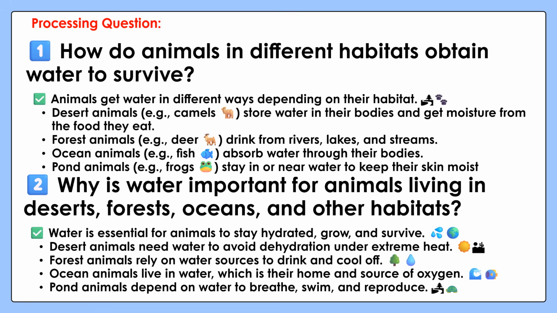Forest animals rely on water sources to drink and cool off. Ocean animals live in water, which is their home and source of oxygen. Pond animals depend on water to breathe, swim, and reproduce.